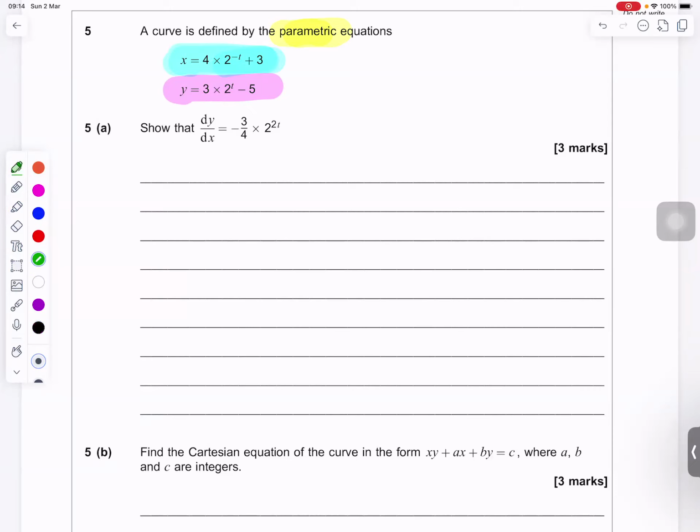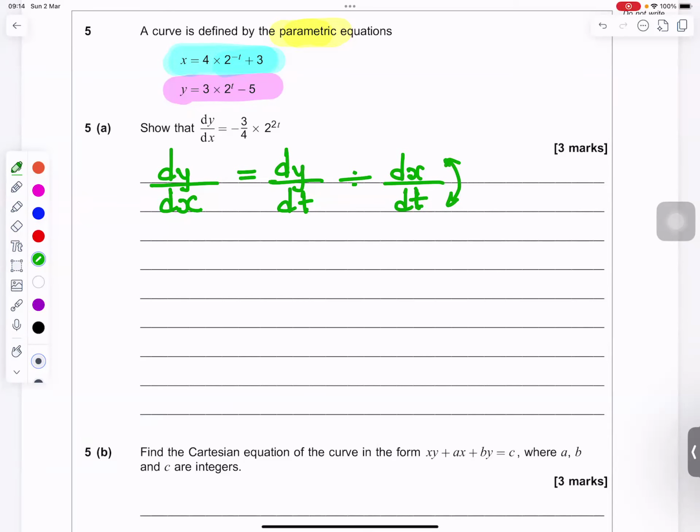I'll write the formula. dy over dx is equal to dy over dt divided by dx over dt. What you can do is flip this one. If you've seen that formula before, you can flip this one around because you divide. So this is the way to memorize the formula.